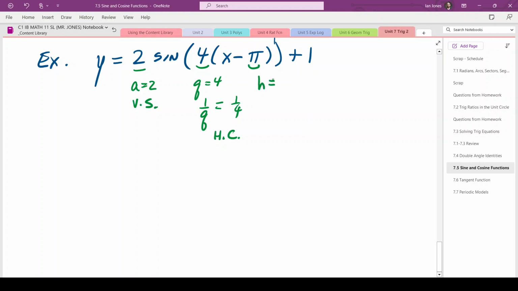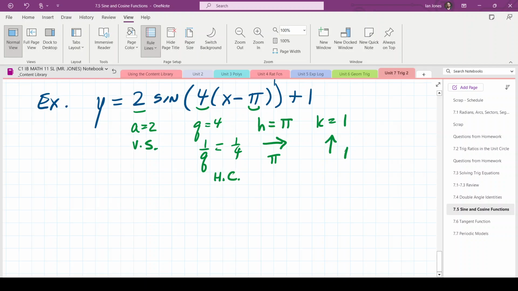Pi is h. Remember, we're always looking, what do we subtract from x? In this case, we're subtracting a positive pi. So this tells me I'm going to the right by pi units. And my k is 1, positive 1. That's what's being added to the end of the function. So this tells me that I'm going up by 1 unit. Okay, so putting all of this together, what do I have? First, I'm going to sketch it myself by hand. And then after that, we'll go over to Desmos and have a look at it.